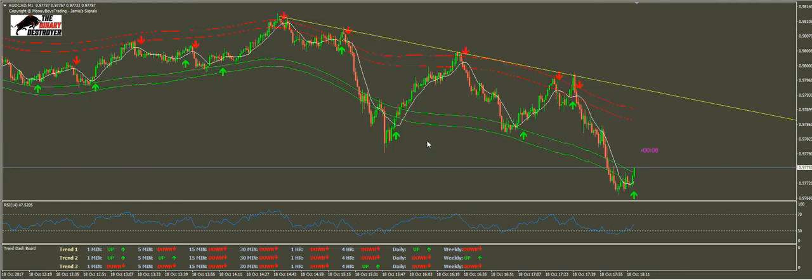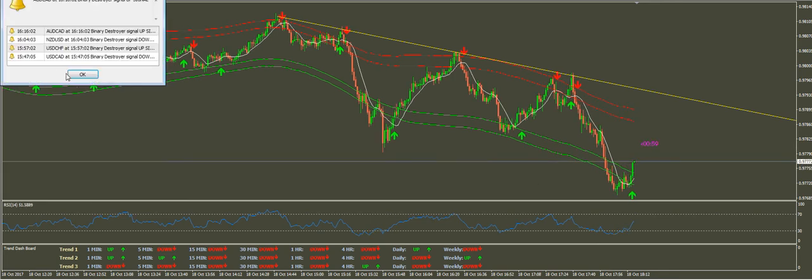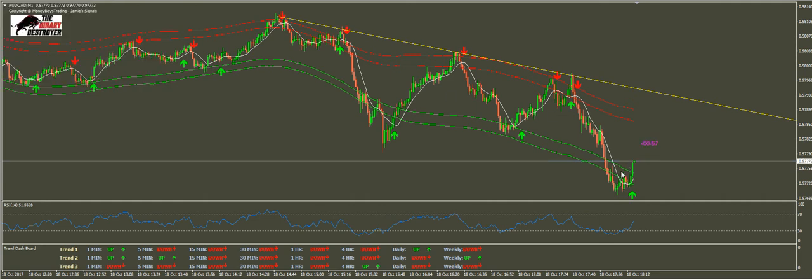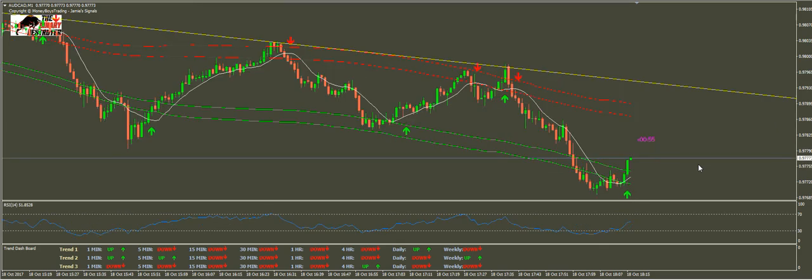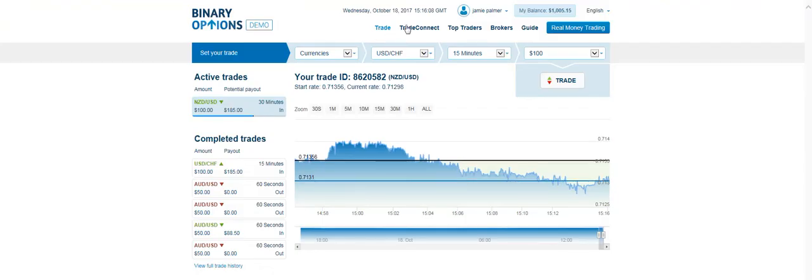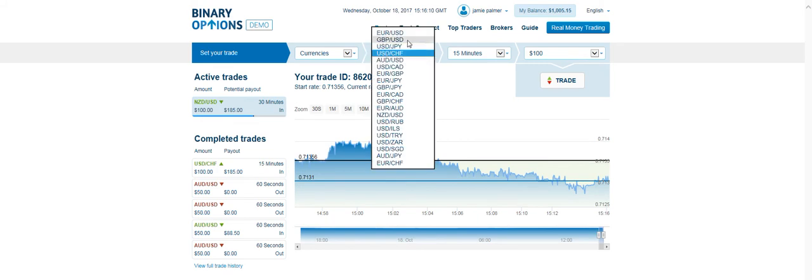What's AUD CAD doing? A lot of guys right now are going to be saying, well, that's a trade because that's meeting the rules. Is it? It's clearly against the trend, clearly. I'll jump into this trade and I'll show you. Let's jump. AUD CAD, I don't think I have AUD CAD. No, I don't have it, but I just wanted to show you.